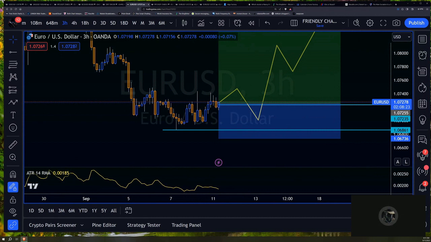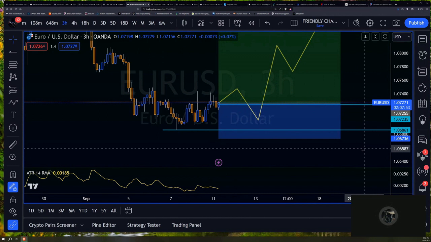And we're looking at the euro versus the dollar, so we're looking at the euro in terms of the dollar. Right now, at this point in time, the euro is worth $1.0727. At the very low, it was worth 1.06861. So I know that is where the bottom of the swing was.